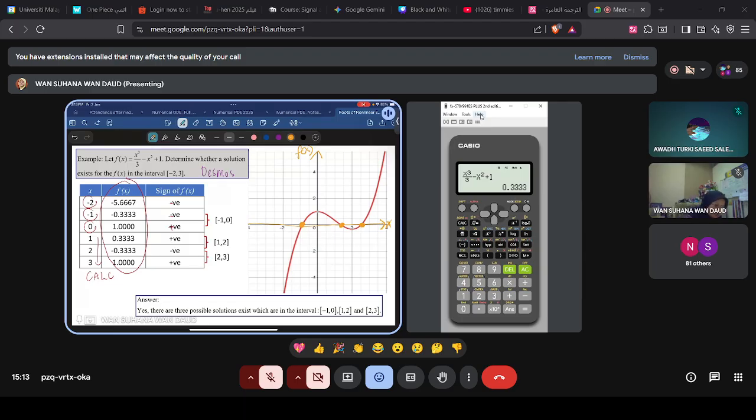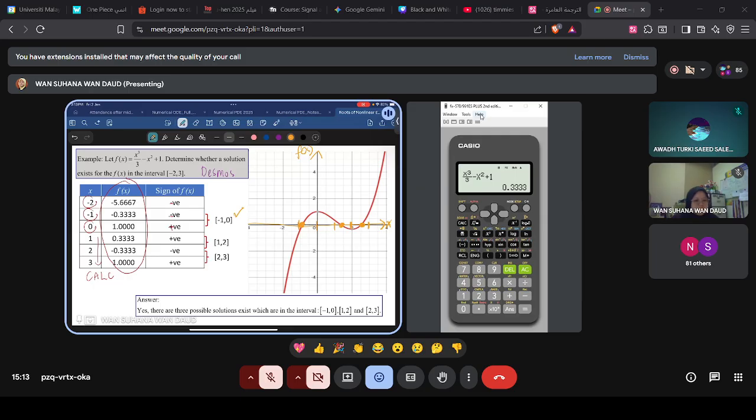So there are three solutions, which occur in the interval -1 to 0, then in the interval 1 to 2, and one more in the interval 2 to 3. Okay, so the graph has proved that the intervals that we obtained are correct. Okay, all right, any questions so far?